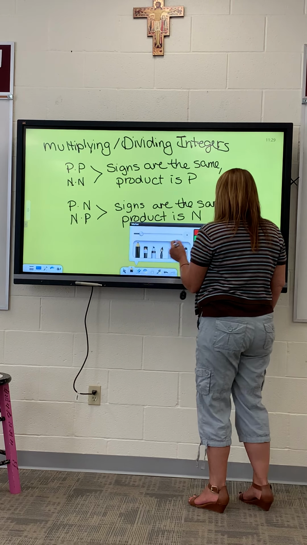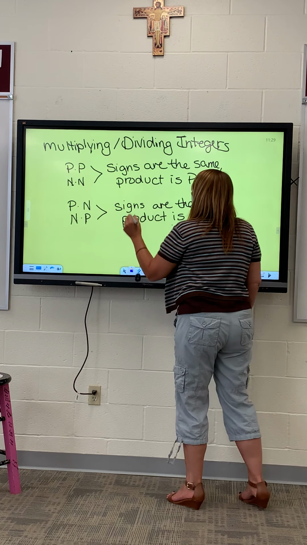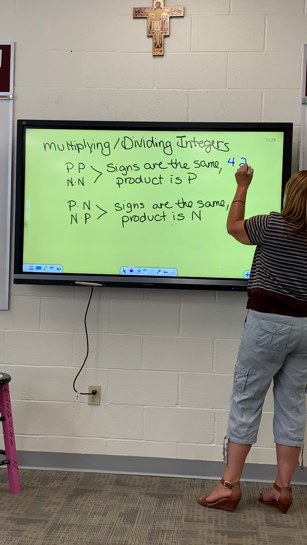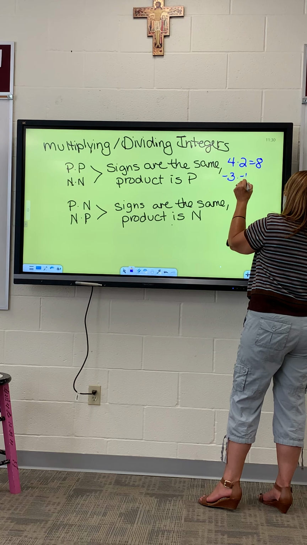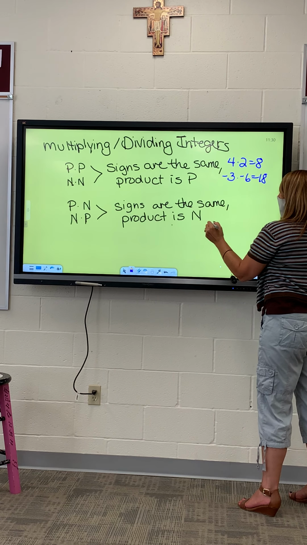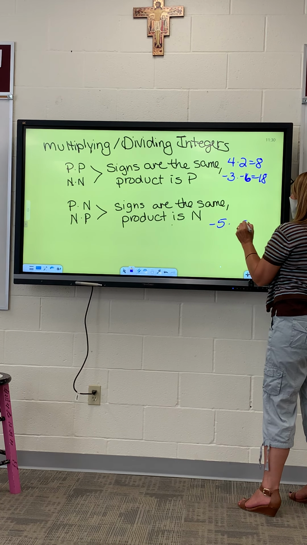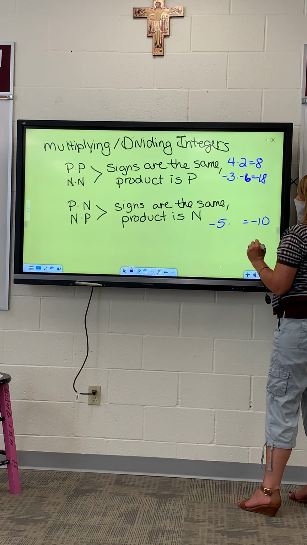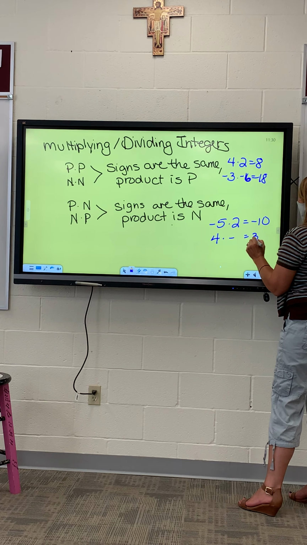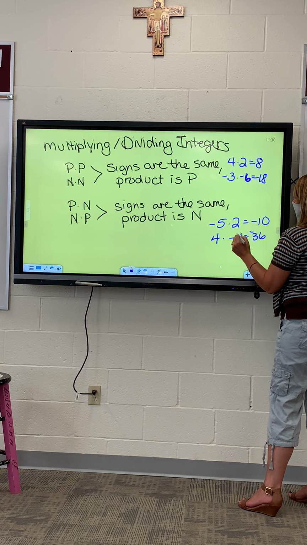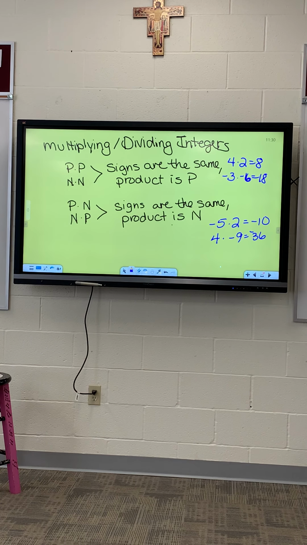So as you're writing that, keep writing this as well. So like 4 times 2 is 8. Negative 3 times negative 6, positive 18. Negative 5 times 2, signs are different, it's negative. 4 times negative 9, negative 36, because the signs are different. Okay? Multiplication and division are truly the easiest to remember.